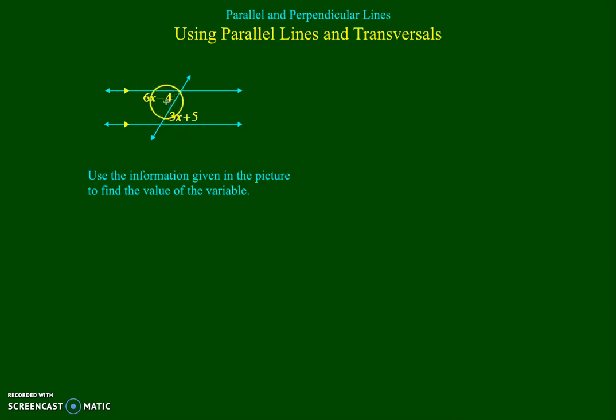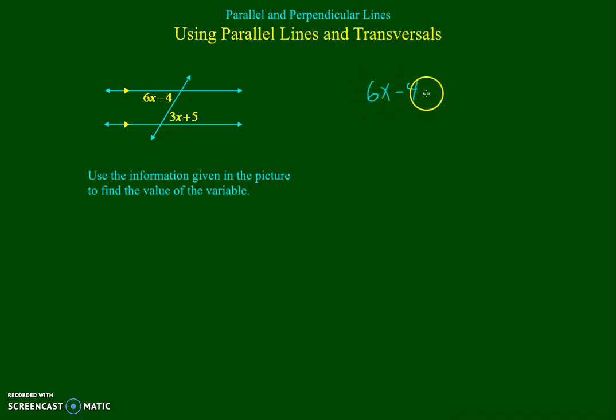And we know from the alternate interior angles theorem that if 2 parallel lines are cut by a transversal, then the alternate interior angles are congruent. So if these angles are congruent, then we know that their measures are equal. That means we simply set these 2 expressions equal to each other and solve for x. So that's what we're going to do here.